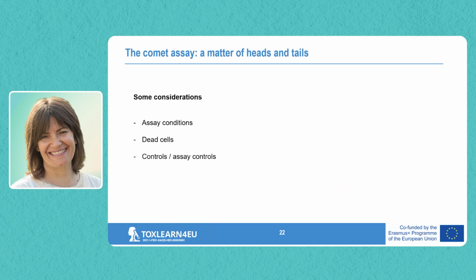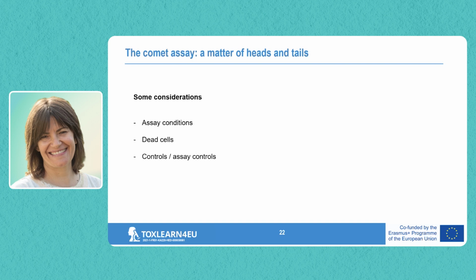Always, okay? And then control or assay controls. You need to put controls. It's very easy when you are doing genotoxicity testing to treat your animals or your cells with a compound that you know is going to induce the lesions you are measuring. In the case of human biomonitoring, that's not possible, but then you can play with assay controls.